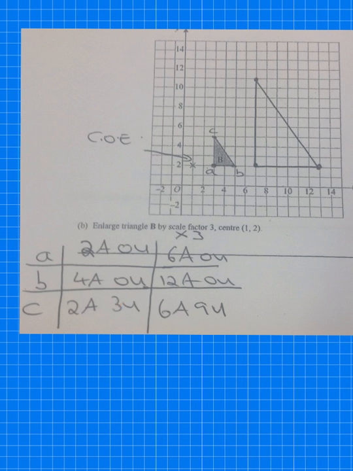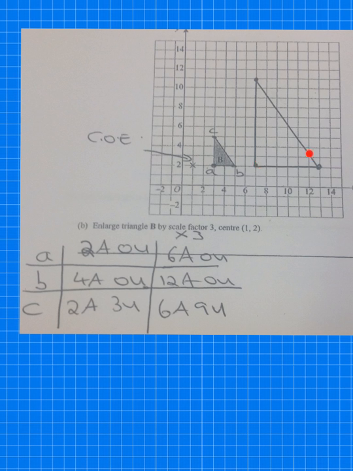Not from the 0, from the center of enlargement. What we do then is, because it's scale factor 3, we multiply those numbers by 3, which gives us 6 across, 0 up; 12 across, 0 up; and 6 across, 9 up. And what we do is we go to the center again, and this time we count 6 across: 1, 2, 3, 4, 5, 6, not up. We go 12 across: 1, 2, 3, 4, 5, 6, 7, 8, 9, 10, 11, 12, none up. And finally we go 6 across, which takes us here, 9 up.